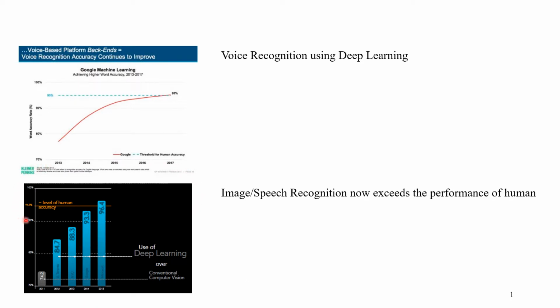Again, this line here is the human level accuracy. This blue bar shows the performance of, again, deep learning. And around 2017, this performance actually exceeded the human level. So roughly speaking, in the area of image recognition and speech recognition, deep learning methods outperform the accuracy of the human level.